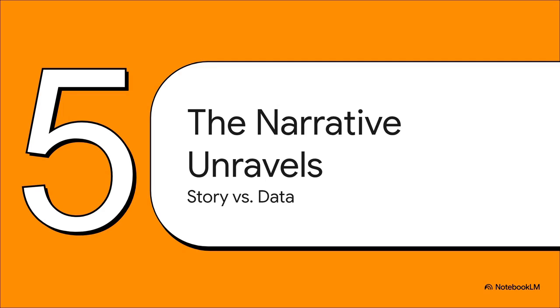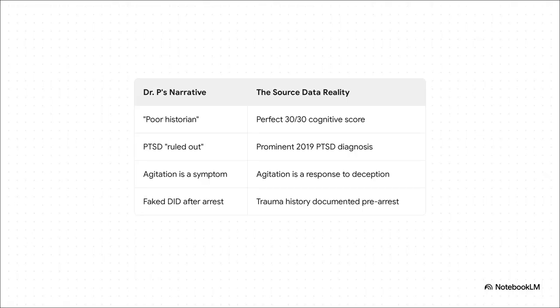Okay, so let's put it all together. The real power of digging through these files is when you put the official story right next to the actual data. When you do that, the inconsistencies become impossible to ignore. I mean, look at this. It just lays it all out in stark contrast. The poor historian claim, completely dismantled by a perfect cognitive score. The attempt to rule out PTSD, it ignores the earlier prominent diagnosis.